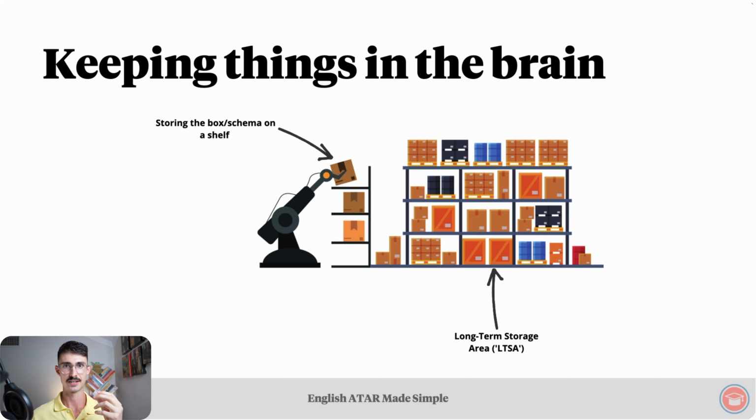We've already discussed the short-term storage area of the brain. That's where the parcels go once they enter the warehouse, and that's our short-term memory. But now we're on to keeping things in the warehouse, keeping things in our brains. So how do we do that? If we're looking at the warehouse, all the shelves that you see on this slide are collectively called the long-term storage area, or the LTSA. Now, if a box is in the long-term storage area, it means that we can retrieve it for later use. In other words, if a box is in the long-term storage area, information is in our long-term memory.